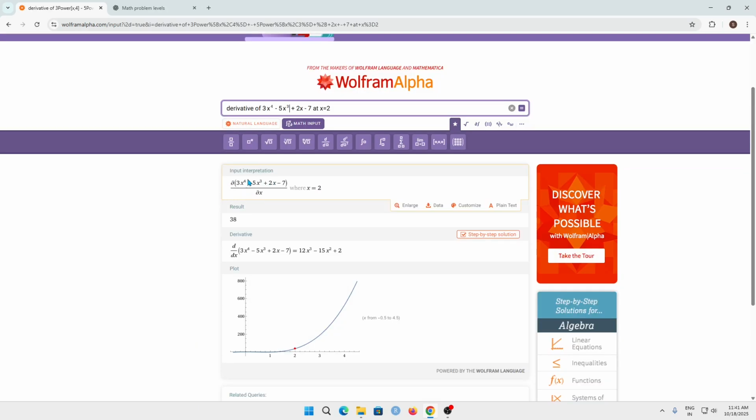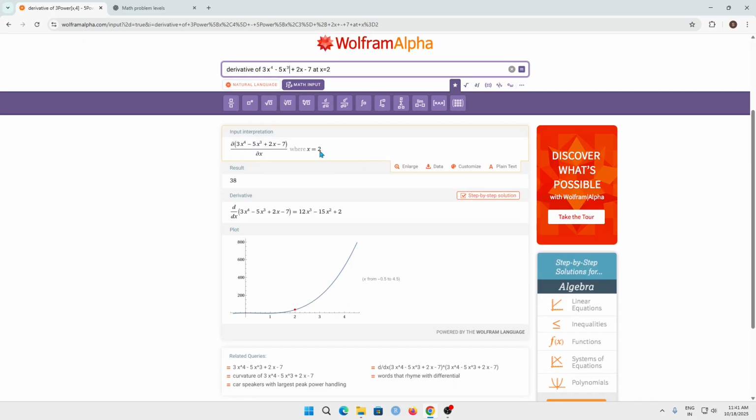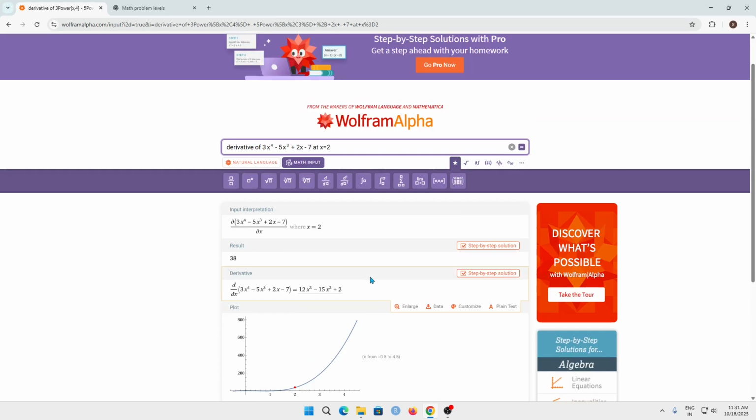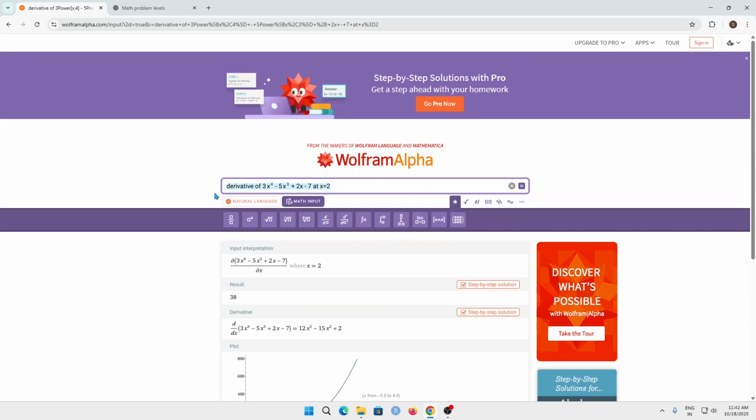As you can see, it also showed the input interpretation in math formula, and the solution, which is 38, the derivative, and also the plot. So what I mean to say is it doesn't only give the answer, but it also gives the explanation with the plots. And I'll show one last question which is going to be a bit difficult. It's going to be about linear algebra.